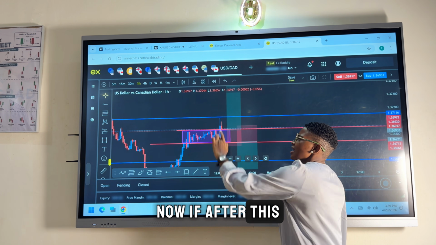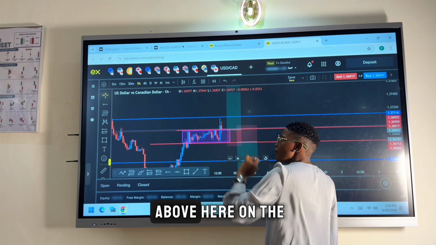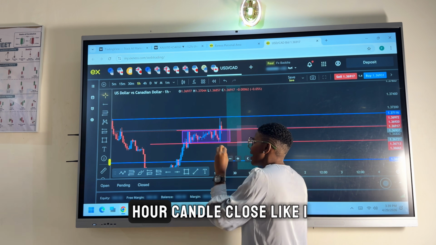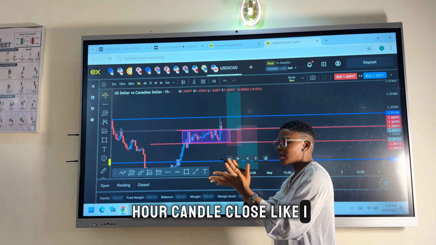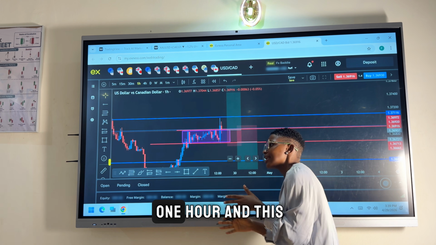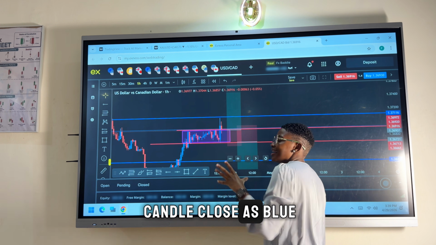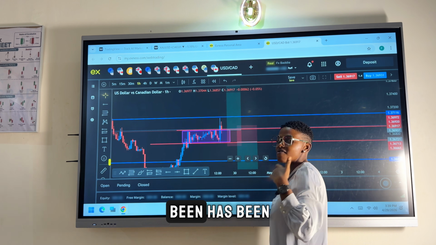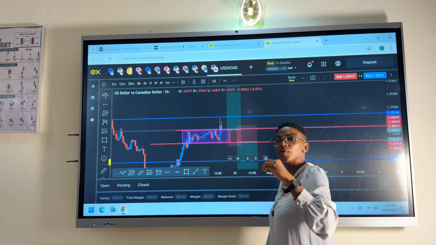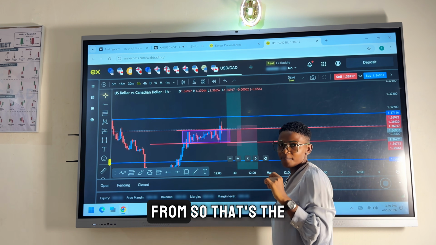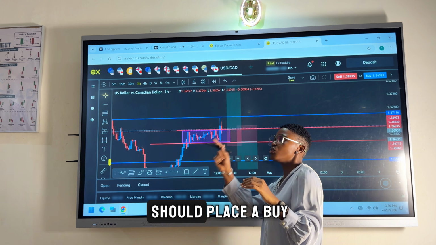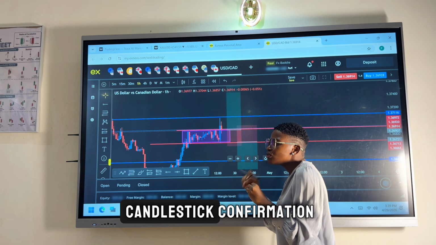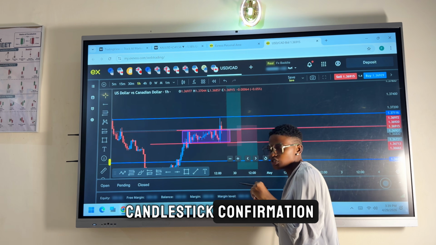Now, if after this another candle closes above here on the 1 hour time frame, that is the 1 hour candle close, like 1:59:59, and this candle closes as blue above here, this resistance level has been violated, and it is now a support level that we buy from. So that's the only case where you should place a buy or a sell, because you have a candlestick confirmation.